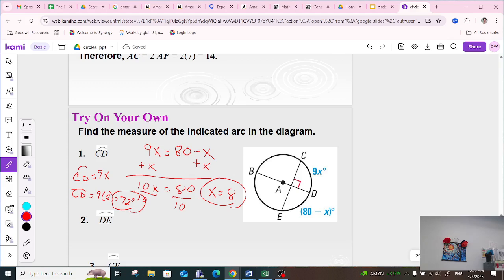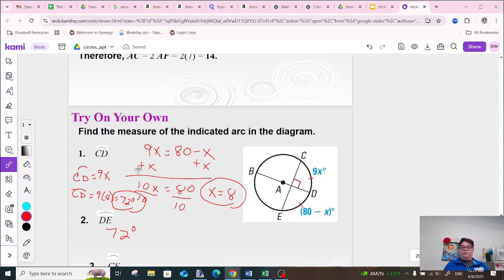360. CD is part of the arc of the circle, and it's 72 degrees. So then what would DE have to be? It's the same. So what would I write? Just 72 degrees. I don't have to do any extra math. These two have to be equal.